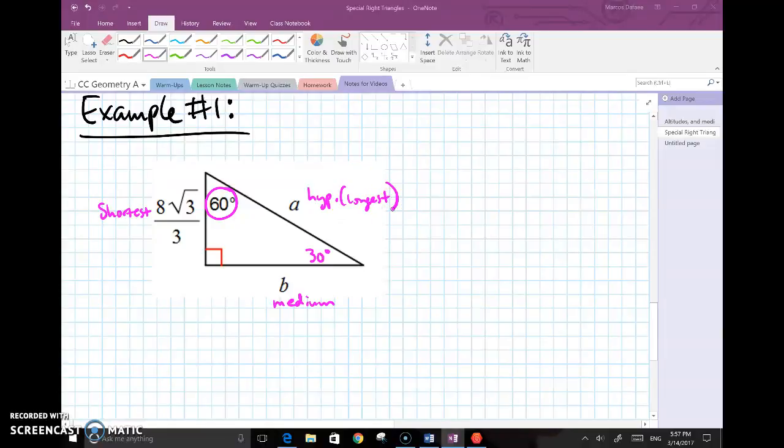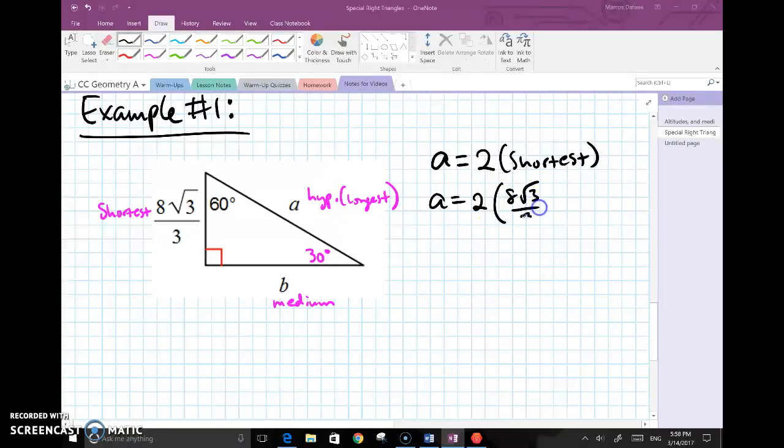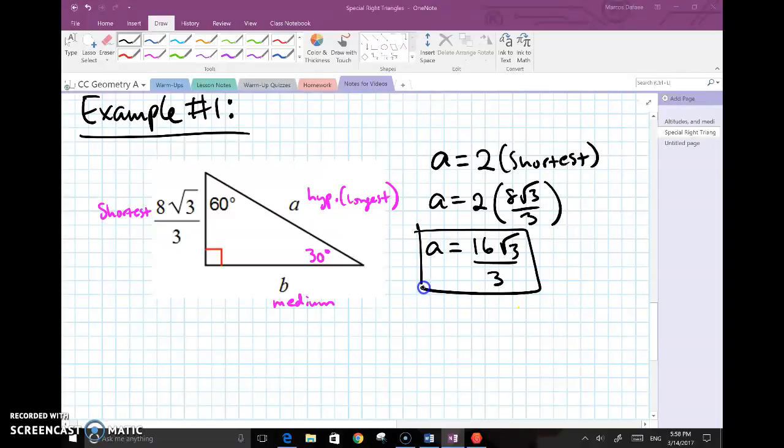Or the longest. So knowing these things, I can go ahead and figure out what I need to. Being the shortest length, this 8 radical 3 over 3, if I want to get the value of a, all I have to do is remember the relationships, which go something like this. A will simply be double the length of the shortest side. And because the shortest side is 8 radical 3 over 3, what I get is a is equal to 2 times 8 radical 3 over 3, which when you simplify is 16 radical 3 over 3. And that's it. That's the value of a.